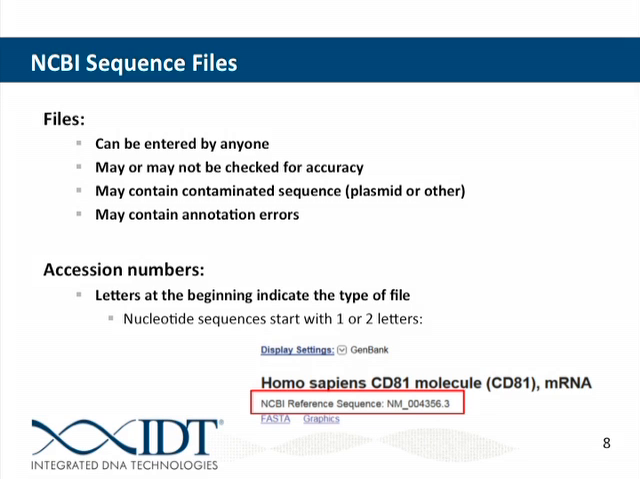All of the sequences in NCBI are denoted with unique identifiers or accession numbers. These accession numbers are the letters that are at the beginning of the file for the particular sequence, and they indicate the type of file that you're looking at. So nucleotide sequences, which we'll be primarily concerned with today, start with one or two letters, such as is shown right here for this human CD81 mRNA. It starts with an NM, and then it's a unique identifier number.